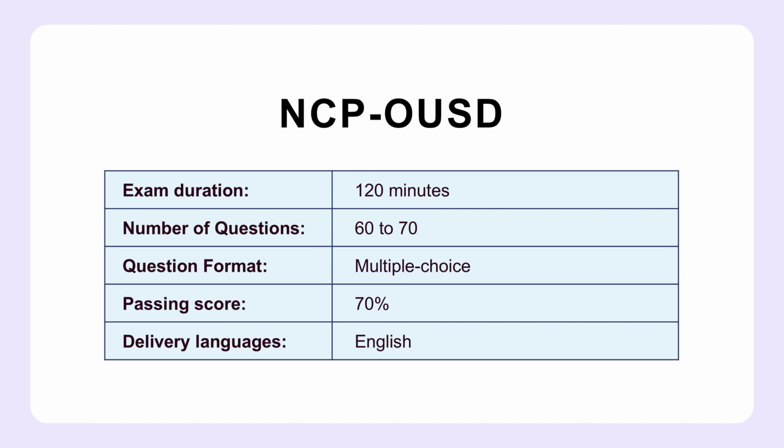Absolutely. Specifically, we are tackling practice questions for the NCP-OUSD exam. The big one. Just to lay out the ground rules, the facts of the exam itself. It's a 120-minute test, delivered entirely in English, and you're looking at about 60 to 70 multiple choice questions. And you need a 70% to pass, right? Yep, 70% is the magic number.